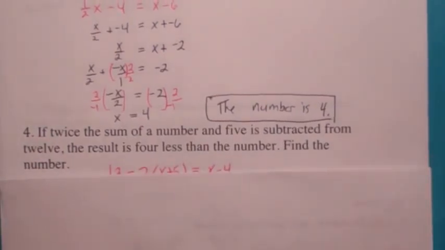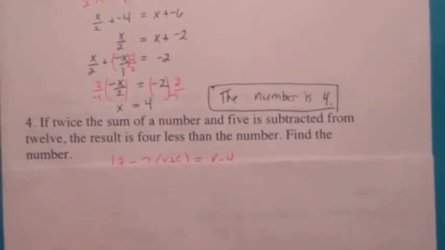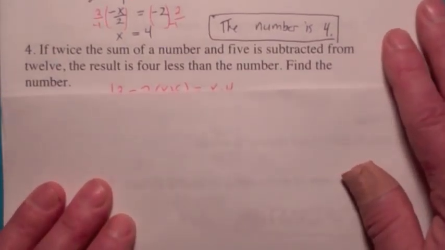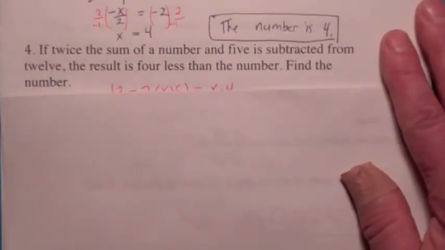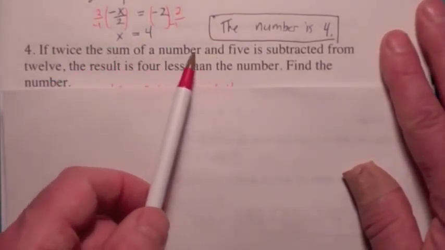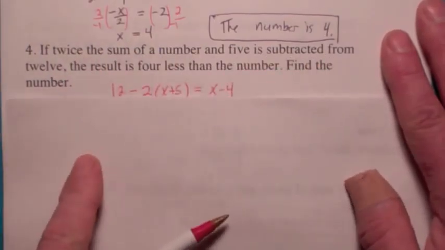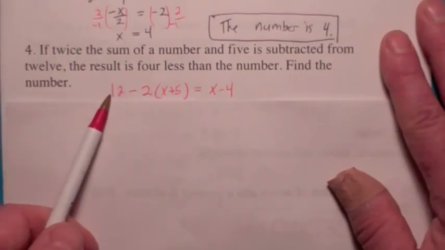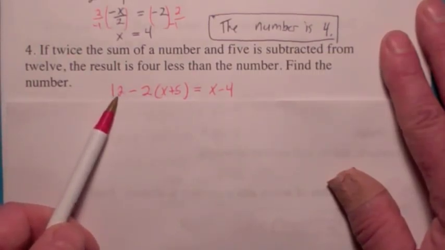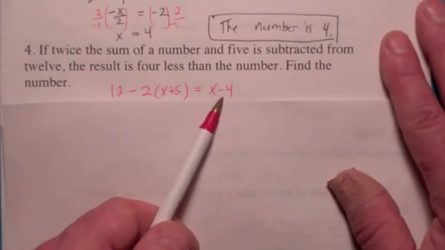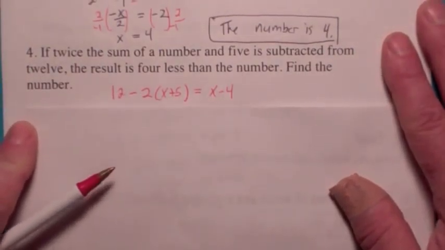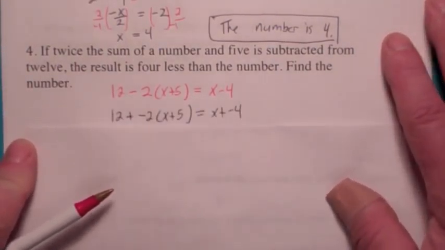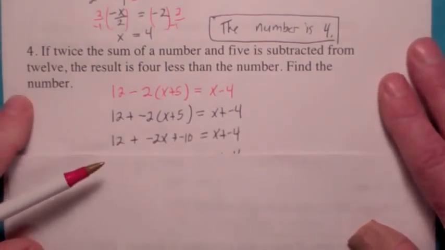How about that? They get a little bit more involved, but if you practice them, they're not that hard. If twice the sum of a number and 5, remember there's parentheses there, is subtracted from 12. So you have twice the sum of a number and 5, but that's being subtracted from 12. So this is what you end up with. The result is 4 less than the number. So when you solve this, you change to additive form. Use the distributive law. We get this.